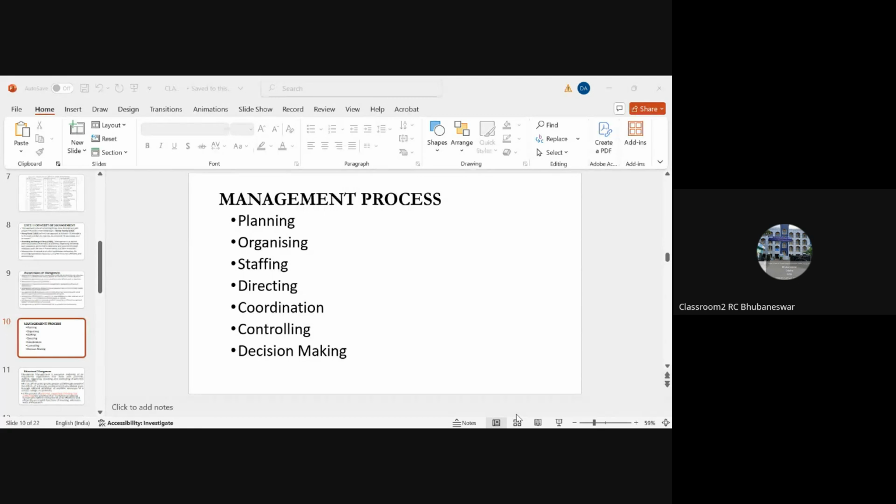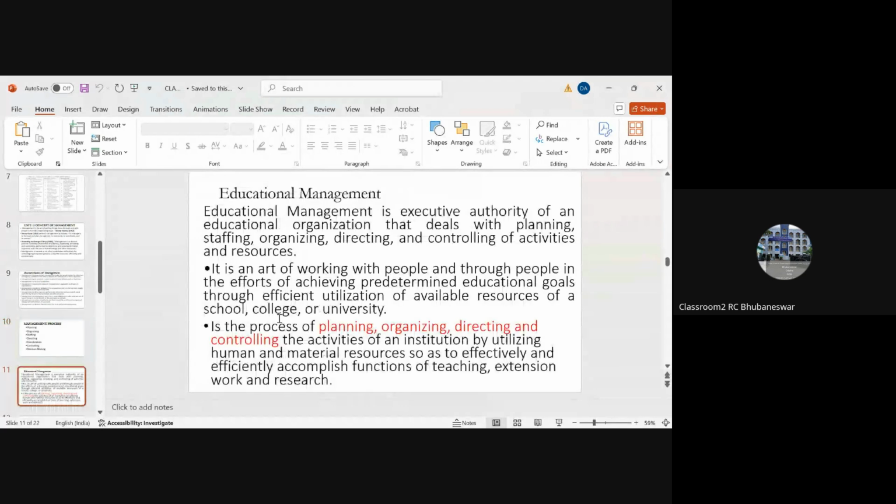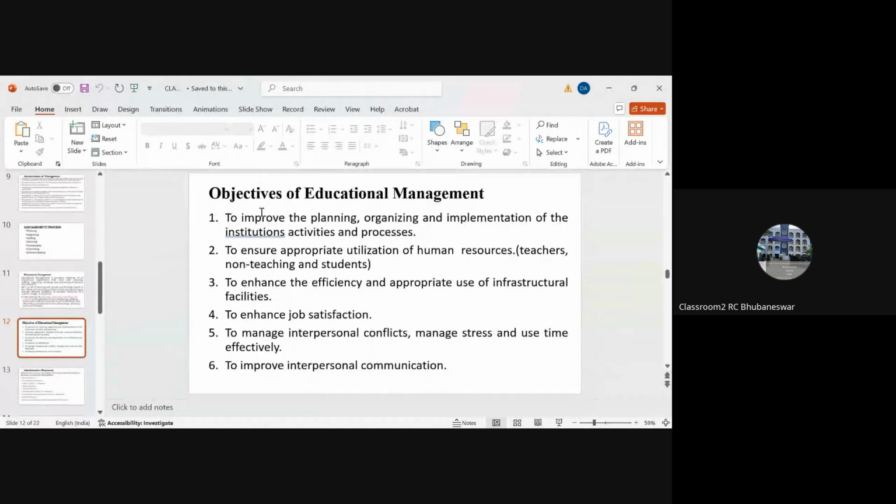One thing is the objectives of educational management. What are the different objectives of educational management? To improve the planning, organizing and implementation of the institution's activities and processes. A very important objective is for implementation of activities and processes at the institutional level.